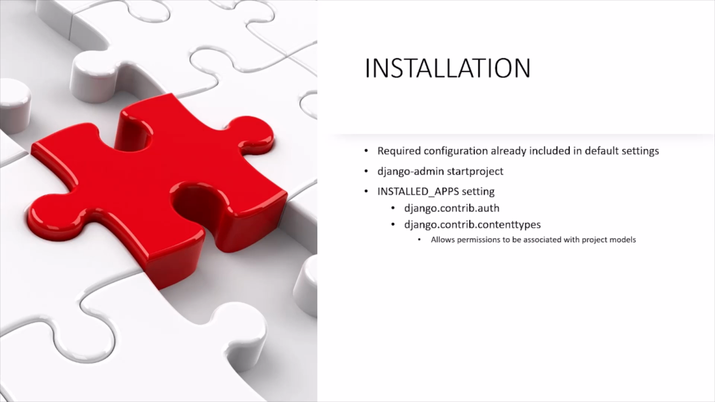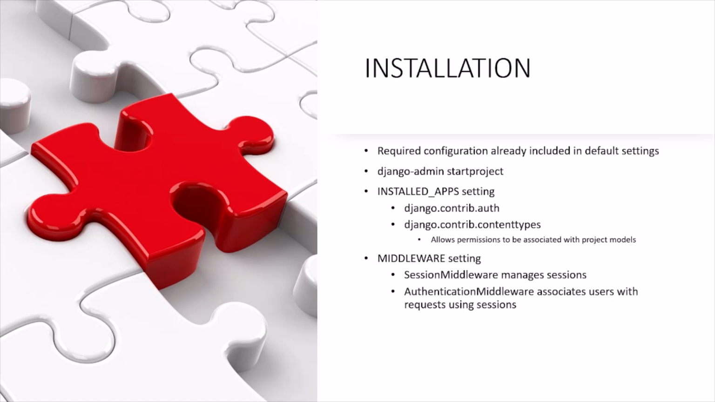Now, in the middleware setting, we have our session middleware as we saw last time, and we also have authentication middleware, which associates users with requests using sessions. To complete the installation, it is required to run manage.py migrate, but as you know, we've already done this when we created our models. So from our point of view, the installation of the Django authentication framework is already complete.